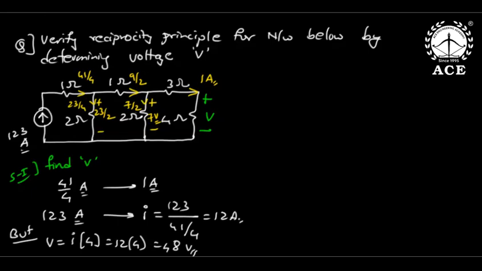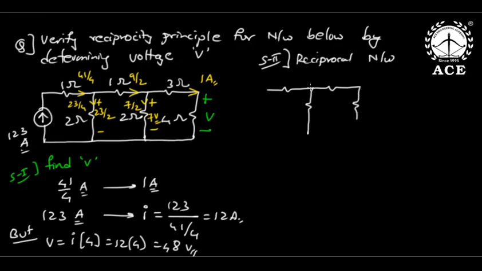Okay, I'm going to step 2. This is the reciprocal network. I'm writing the reciprocal network. First of all, remove the current source. Remove the current source means open it. Yes, this is the same 1 ohm, 2 ohm, 1 ohm, 2 ohm, 3 ohm, 4 ohm.